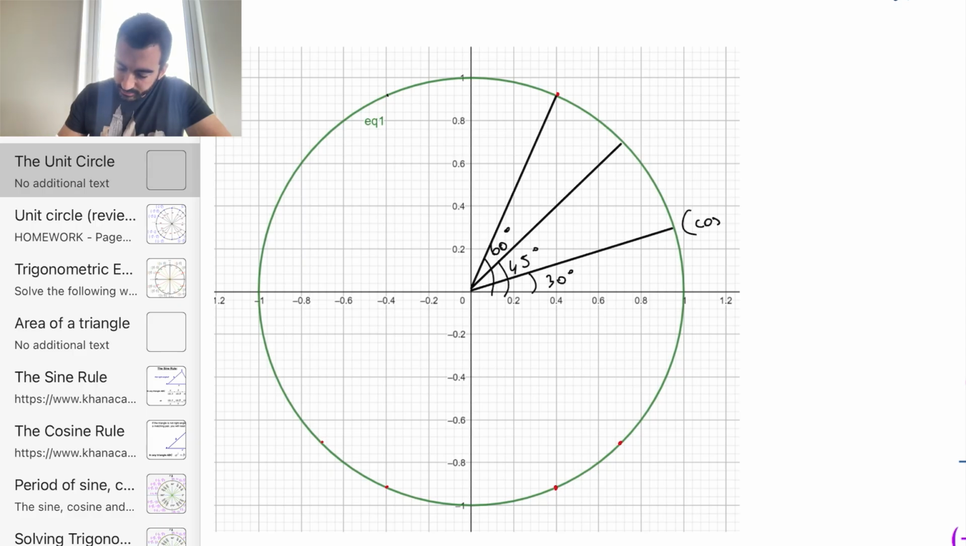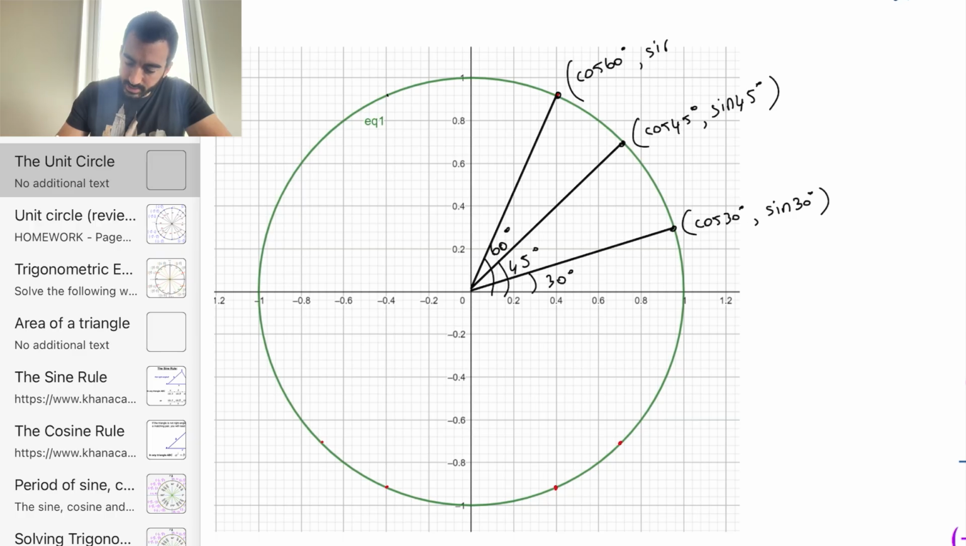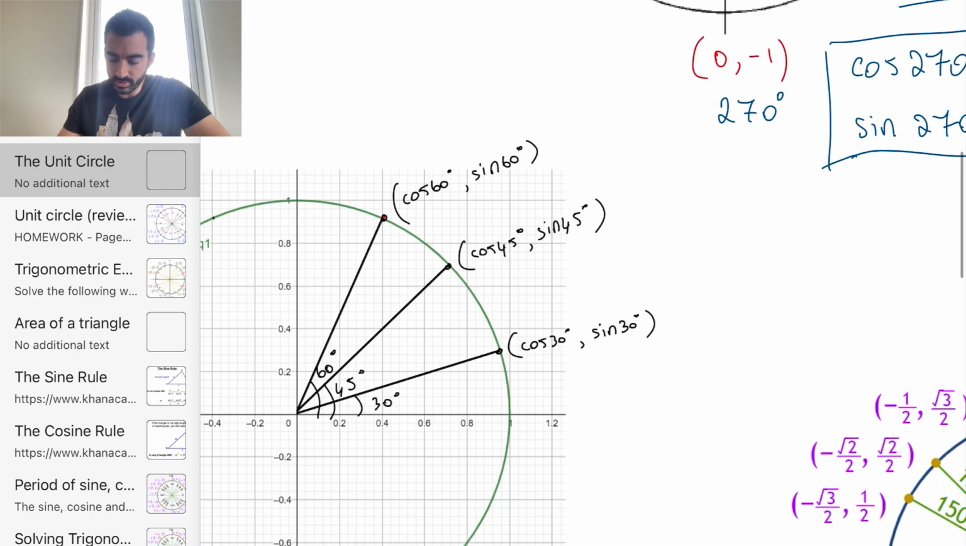So here I have the cos of 30 degrees, sine of 30 degrees. I have the cos of 45 degrees. These are the coordinates at each point over here. And the sine of 45 degrees. And I have also the cos of 60 degrees and the sine of 60 degrees. And we have just found these values.